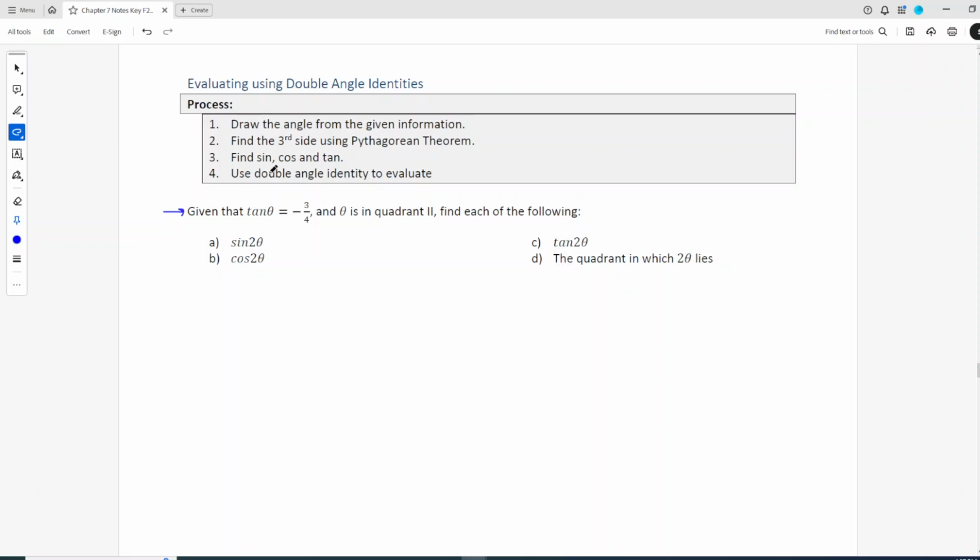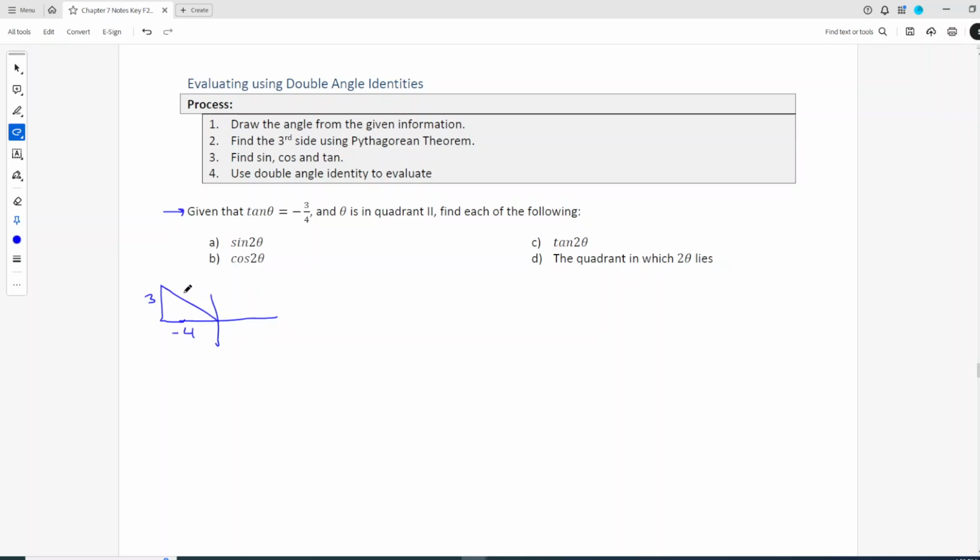Now I put a process here, but it's very similar to what we just did, and we didn't have a process there. So first thing we're going to do is figure out where to draw theta. They're telling me that theta is in quadrant 2, so I'm going to draw it over here. And they're telling me that the value of tan theta is -3/4. Now that negative is either up top or down low, and the only way you're going to determine it is looking at your picture. So the 3 is my opposite or my y value. The 4 is my adjacent or my x value. So which one's negative? Well, it's the x.